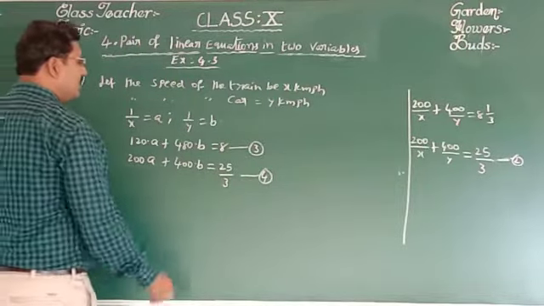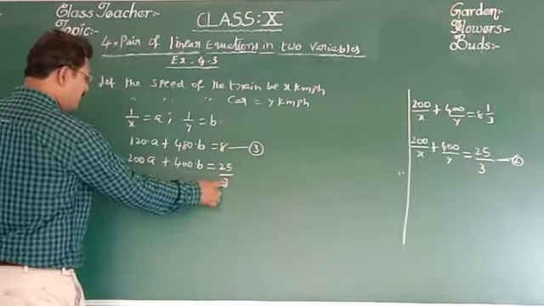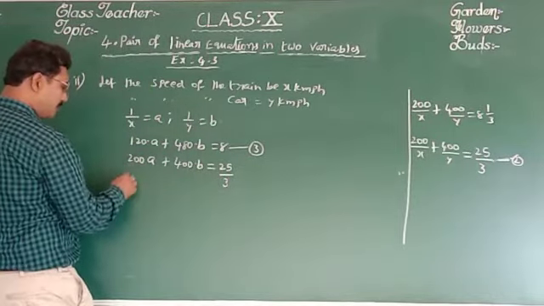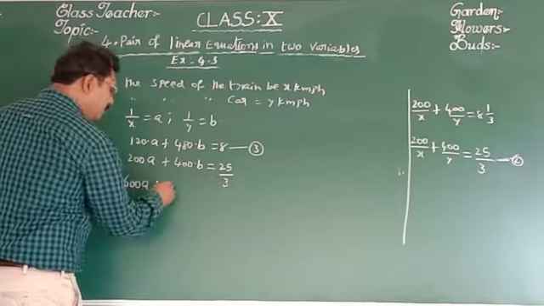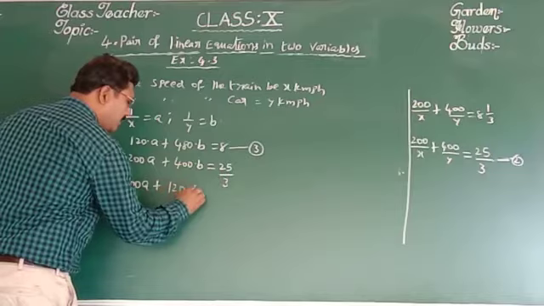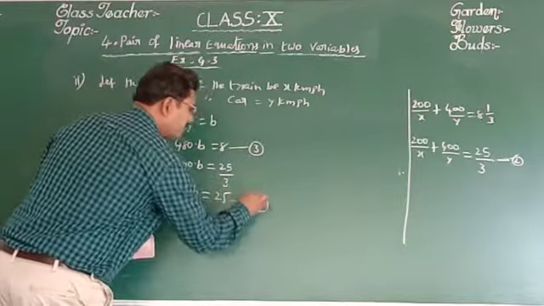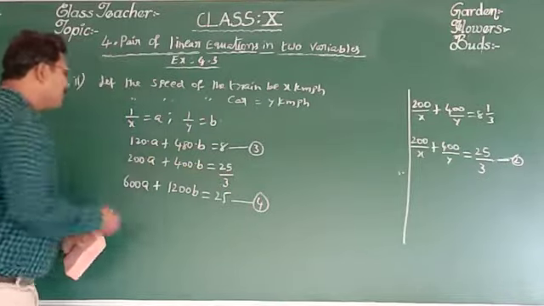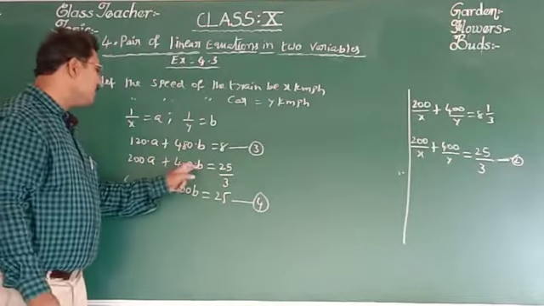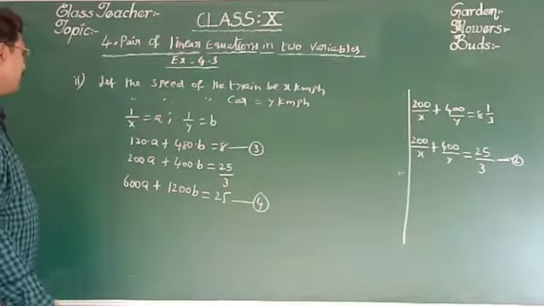Now equation 4, just turn that equation 4. Don't write directly equation 4. 3 is multiplied here: 3 into 200, that is 600a, plus 3 into 400, that is 1200b, is equal to 25. Then only call it as equation number 4. Very simple, 3 is cross multiplied.